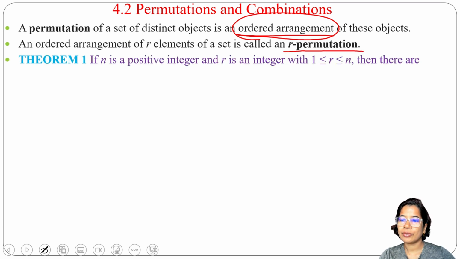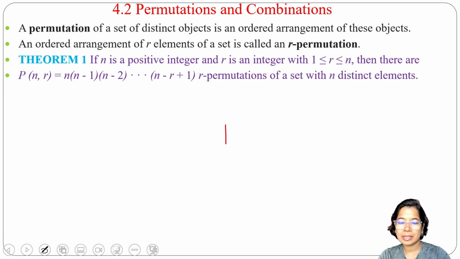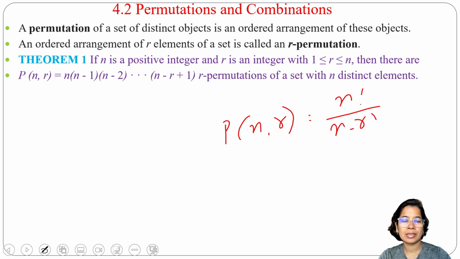There is a theorem, theorem 1. If n is a positive integer and r is an integer with r greater than or equal to 1 and less than or equal to n, then there are P(n, r) permutations. P(n, r) equals n multiplied by n minus 1 multiplied by n minus 2 till n minus r plus 1. So this P(n, r) we can write as n factorial divided by (n minus r) factorial.